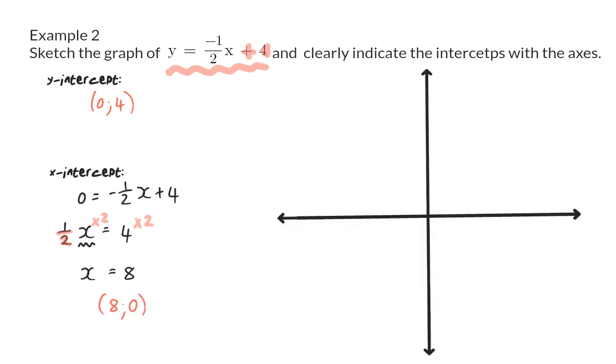No system of axes was given in this example, so when drawing your own, it is important to clearly indicate the coordinates. The x-intercept is at 8 and 0, and the y-intercept is at 0, 4. And now you can draw your straight line connecting the two intercepts. In the next video, we're going to have a look at exceptions where this method will not be possible.